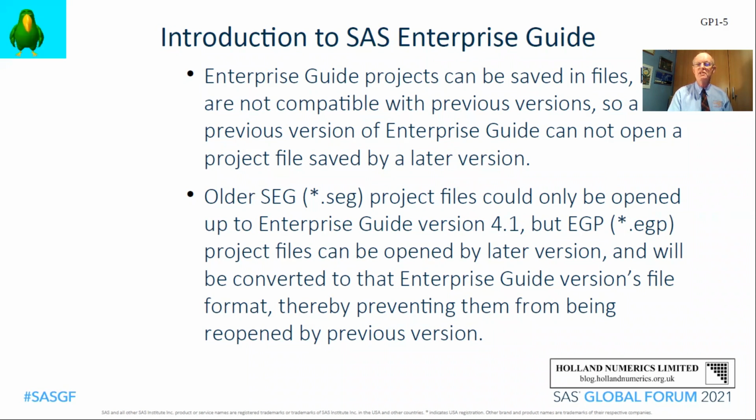The interesting part, or the annoying part if you want, is that when you open an Enterprise Guide project file and then save it, it saves it in the format of that version. And you cannot open that project file with a previous version, which means you need to be careful about the Enterprise Guide versions, so that you can still open project files if you're working in a team. All the Enterprise Guide versions should be the same across all the users of a particular project file.